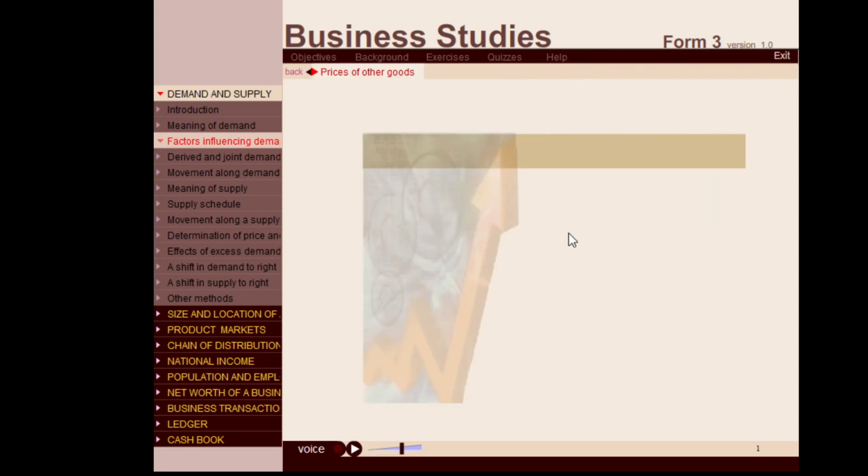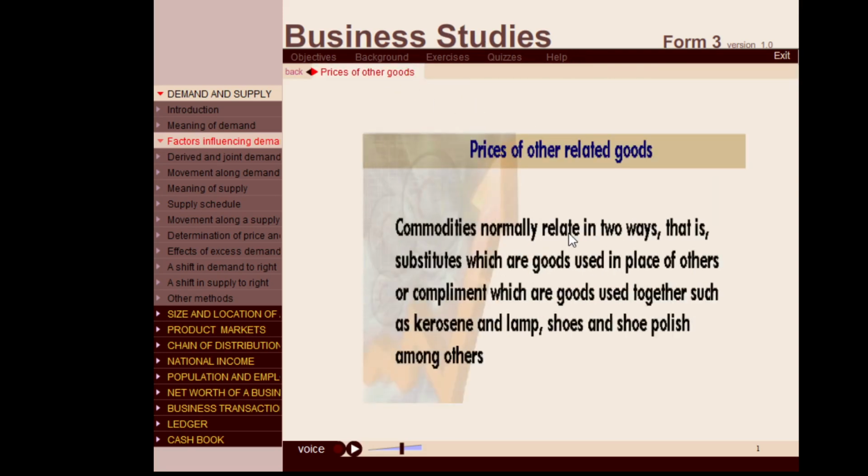Prices of other related goods. Commodities normally relate in two ways, that is, substitutes, which are goods used in place of others, or complements, which are goods used together, such as kerosene and lamp, shoes and shoe polish, among others.